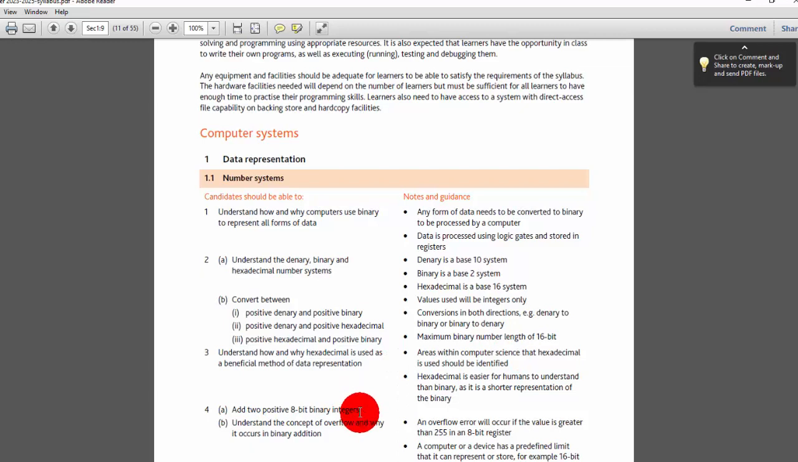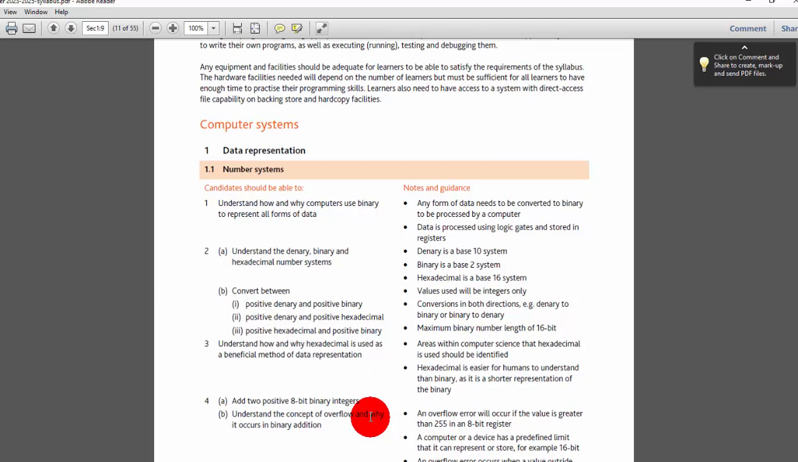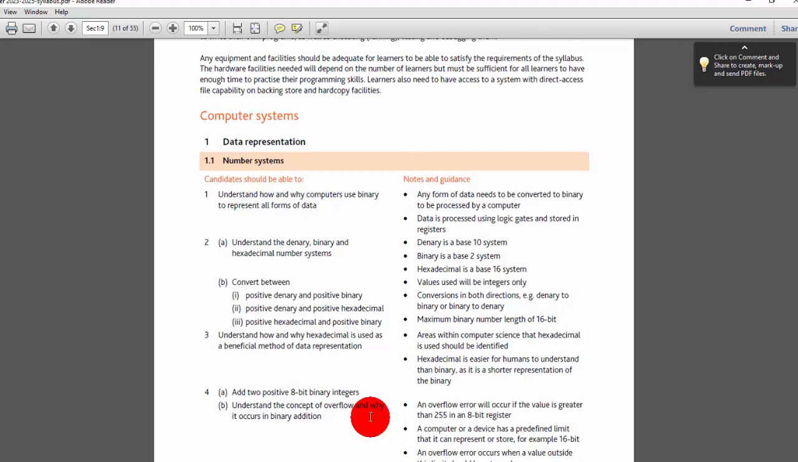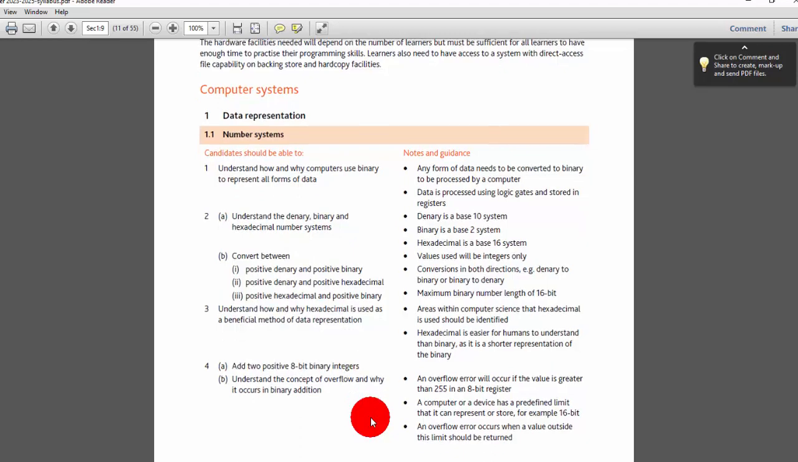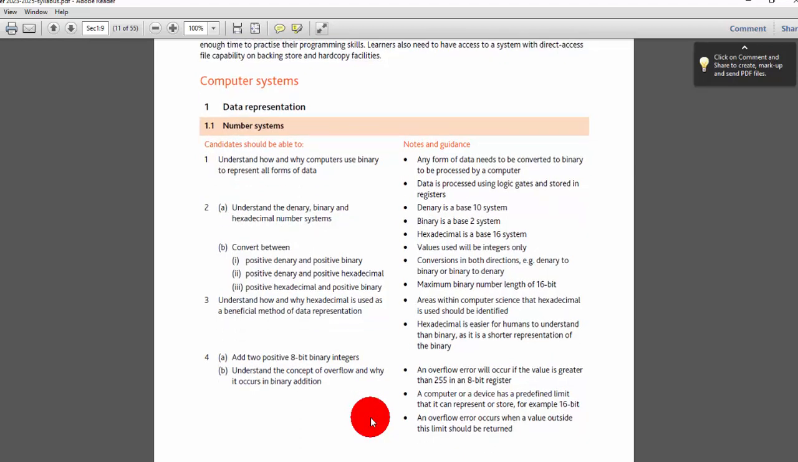Next point is to add two positive 8-bit binary integers. In section 4 part A, you can see add two positive 8-bit binary numbers. So binary addition has been added, and its range is almost 255, using an 8-bit register. They also introduce another new topic, overflow, right? We have to discuss in detail what overflow is, what about the 255 limit, and what about the 8-bit registers. We will discuss this later in the video, but for now we are just looking at the new syllabus, so we are not going to discuss it in detail.